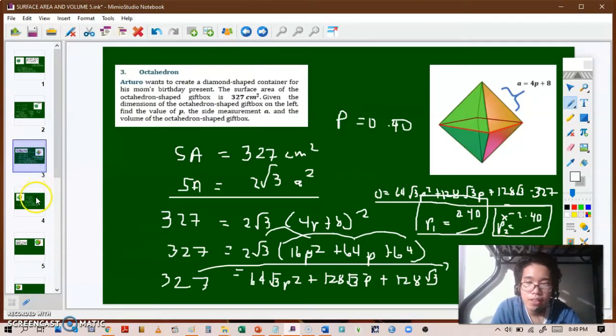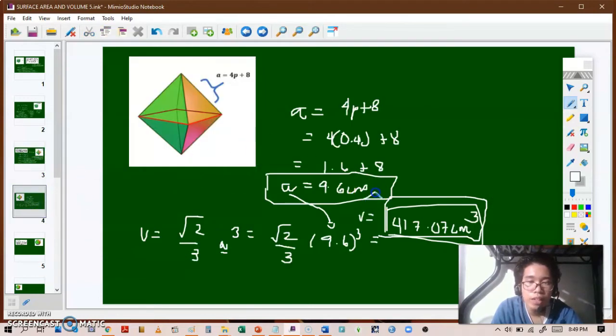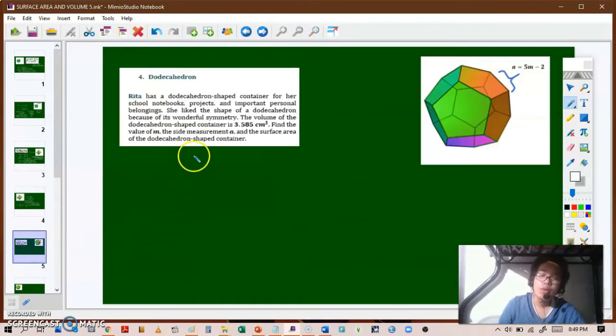Okay, so that's it. We found the value of P, 0.4. We found the value of A, 9.6, and we found the value of V, which is 417.07 cubic centimeters. And now we have here a dodecahedron problem.